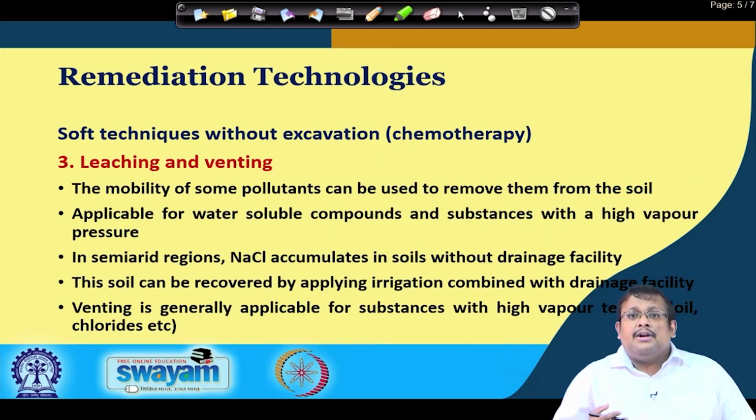The third important aspect is leaching and venting. Now, the mobility of some pollutants can be used to remove them from the soil. This leaching is basically applicable for water soluble compounds and substances with high vapor pressure. Now, in semi-arid regions, sodium chloride accumulates in the soil without drainage facility. This soil can be recovered by applying irrigation combined with the drainage facility. So, leaching is the only treatment which can remediate this sodium chloride concentration in the soil.